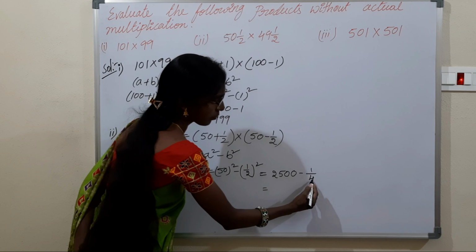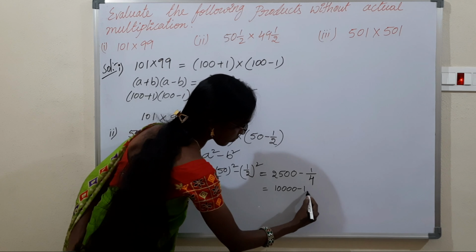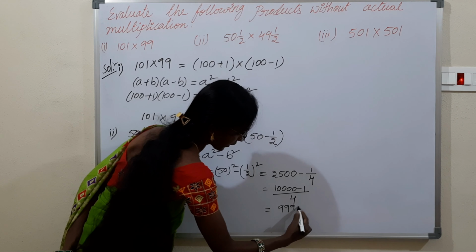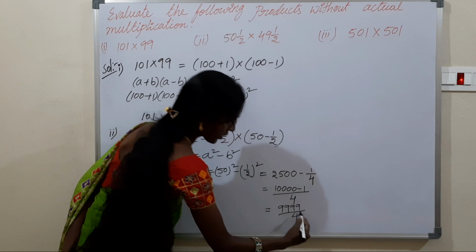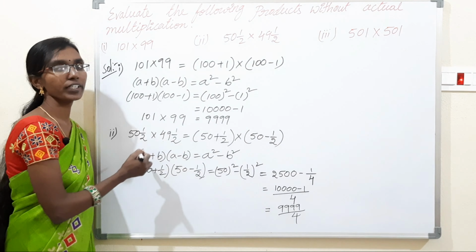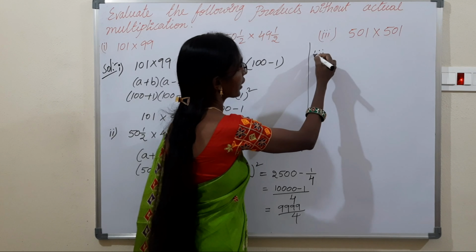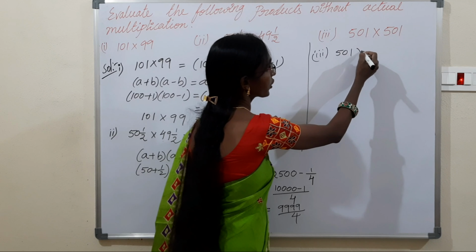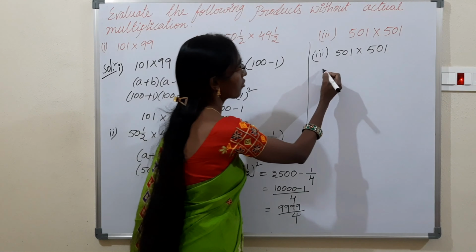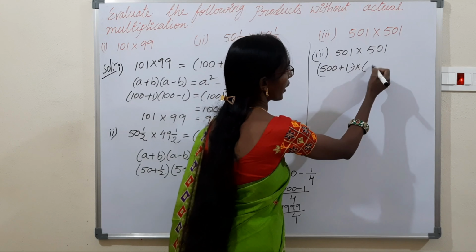Multiply 2500 by 4, then we will get 10,000. 10,000 minus 1 by 4 is equal to 9,999 by 4. This is the product of 50 and half and 49 and half. Let us solve the third one. The third one is 501 into 501. We have to express this in the form of 500 plus 1 into 500 plus 1.